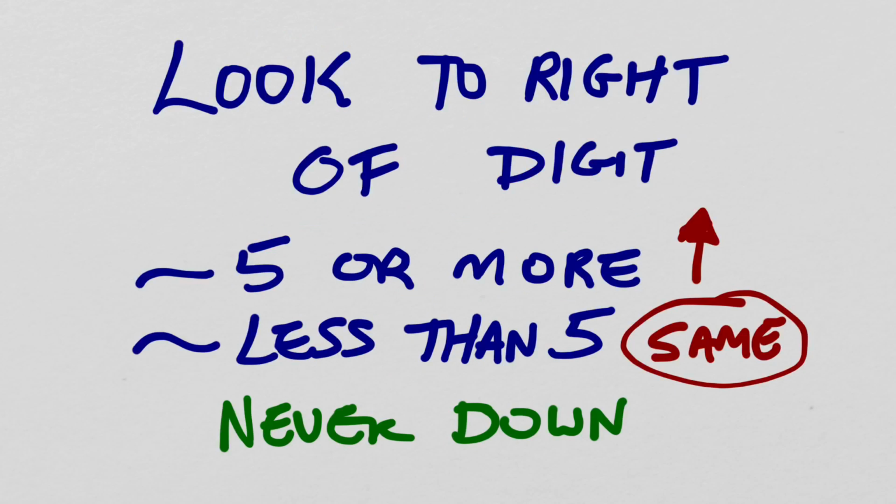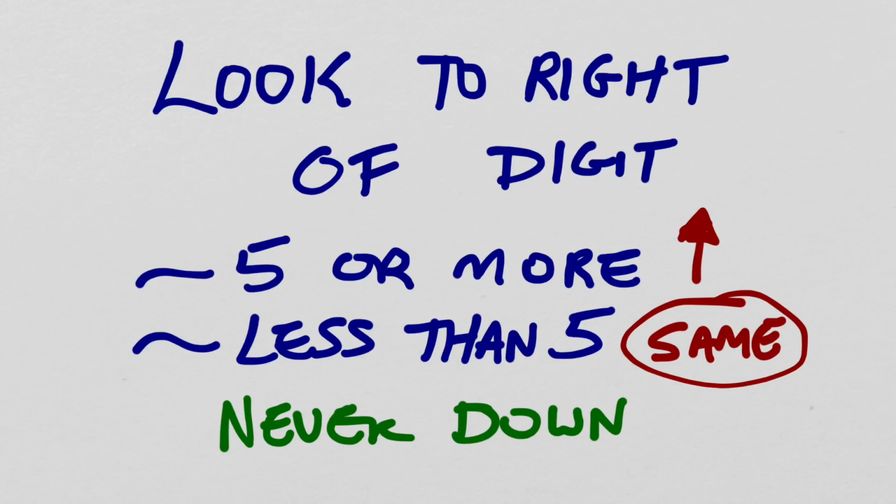Okay, so what I was alluding to earlier, this is the shortcut method. You underline the digit that you want to round to. So if you're rounding to the tens, you'll underline the tens digit. If you're rounding to the hundreds, you'll underline the hundreds digit. Then you look to the right of that digit. If the number to the right is 5 or more, then your underlined digit will go up.